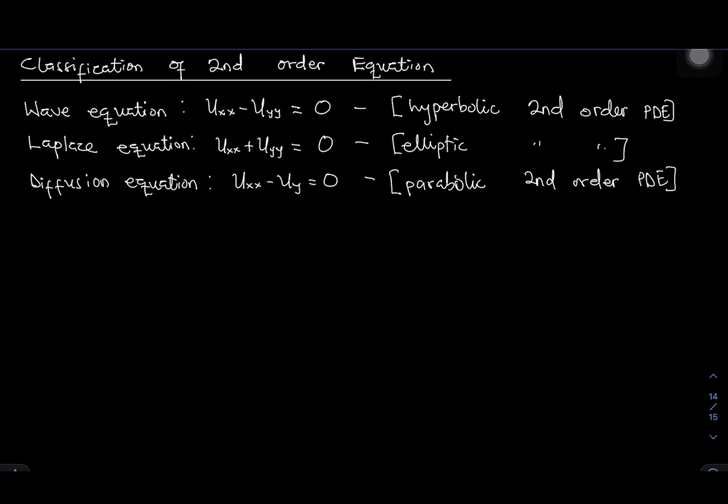For instance, if you get to know that a second order partial differential equation is hyperbolic, then you can solve it as the wave equation. If it is elliptic, you can solve it as you would solve the Laplace equation. If it is parabolic, you can solve it as you would solve the diffusion equation.